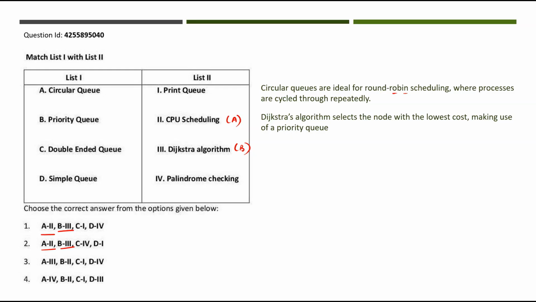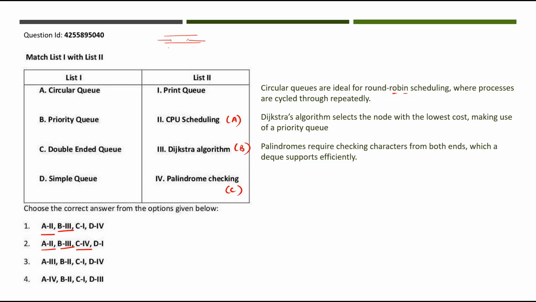What about double-ended queue? When you have no idea about what its application is, just see list 2. You have something called palindrome. What is palindrome? You will have a string. Whatever comes from the first, it will be coming from the last too. Here you can see this as an application of double-ended queue. Palindromes require checking characters from both the ends, which a D queue supports efficiently. C will be mapping to 4. If you are sure that D queues are for palindrome checking, without looking at other options, you can mark option number 2 as the right answer.